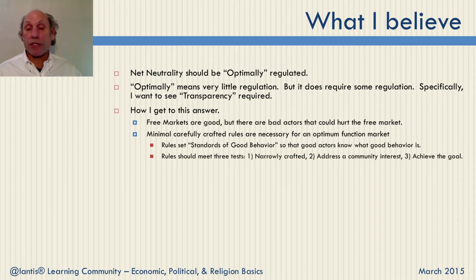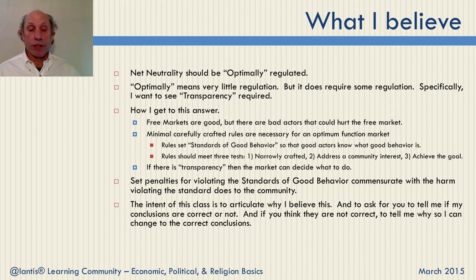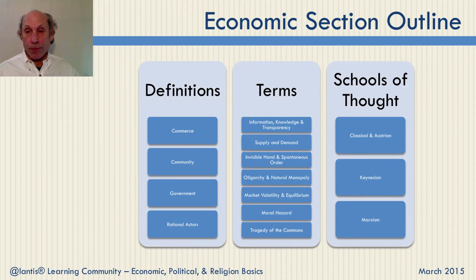Rules should meet three tests. They should be narrowly crafted, they should address a community interest, and they should achieve the goal. If there is transparency, then the market can decide what to do. I think in setting penalties for violating the standards of good behavior, they should be commensurate with the harm that violating the standard does to the community. The intent of this class is to articulate why I believe this, and to ask you to tell me if my conclusions are correct or not, and if you think they are not correct, to tell me why so I can change to the correct conclusions.